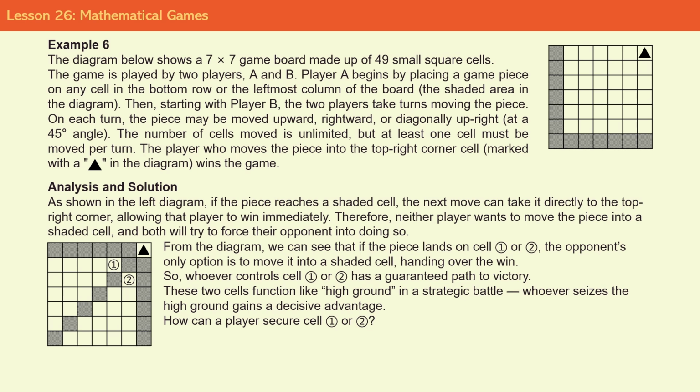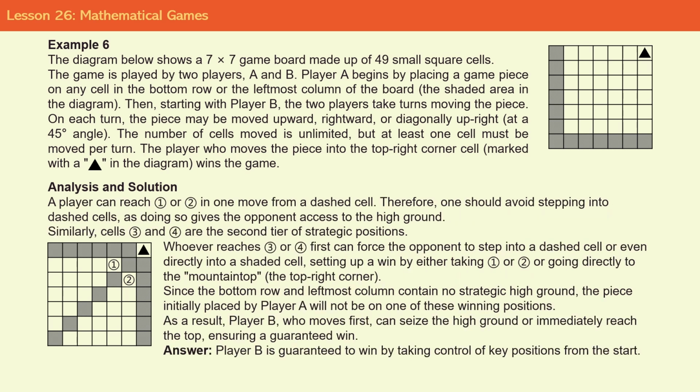How can a player secure cell 1 or 2? A player can reach 1 or 2 in one move from a dashed cell. Therefore, one should avoid stepping into dashed cells, as doing so gives the opponent access to the high ground. Similarly, cells 3 and 4 are the second tier of strategic positions. Whoever reaches 3 or 4 first can force the opponent to step into a dashed cell or even directly into a shaded cell, setting up a win by either taking 1 or 2 or going directly to the mountaintop, the top right corner.